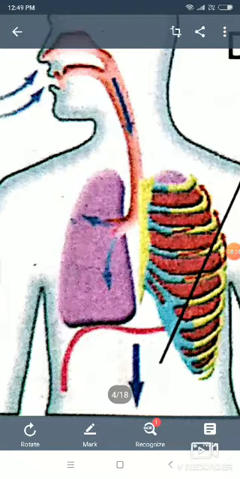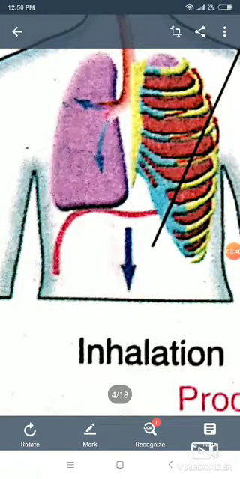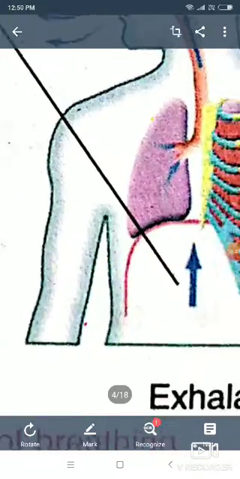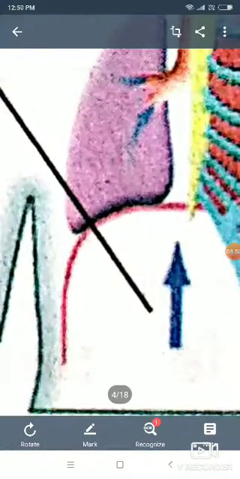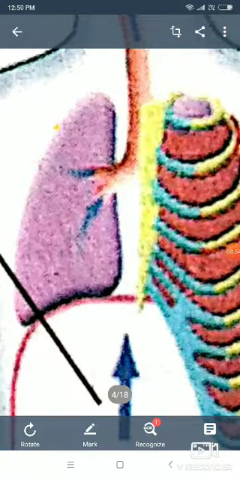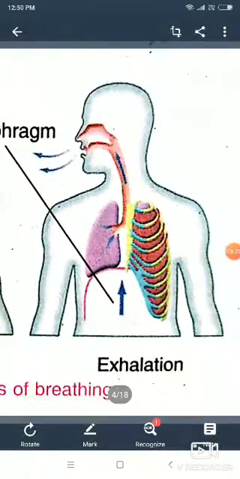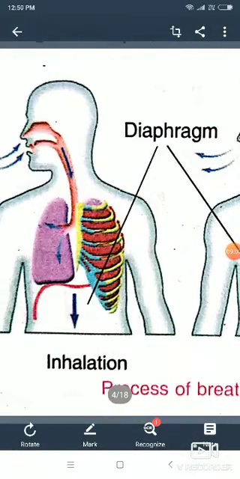That means this lung will take air from the atmosphere and it will expand, and the diaphragm is there. Okay, so this is inhalation. And now see again, this is the arrow. Here the diaphragm will move and that will contract the lung. Okay, and then what happened? The carbon dioxide comes out through our nose. So this is exhalation and this is inhalation.